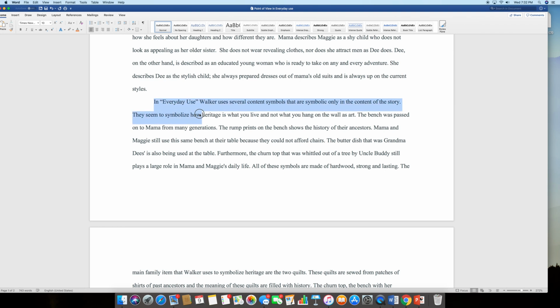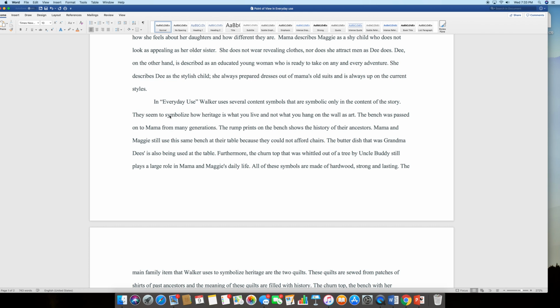Again, a nice topic sentence. In everyday use, Walker uses several content symbols that are symbolic only in the story, in the content of the story. So what are these symbols? And the next question is, how do we know these symbols are being used? Is it because they're repeated? Is it because they stand out? So let's see.